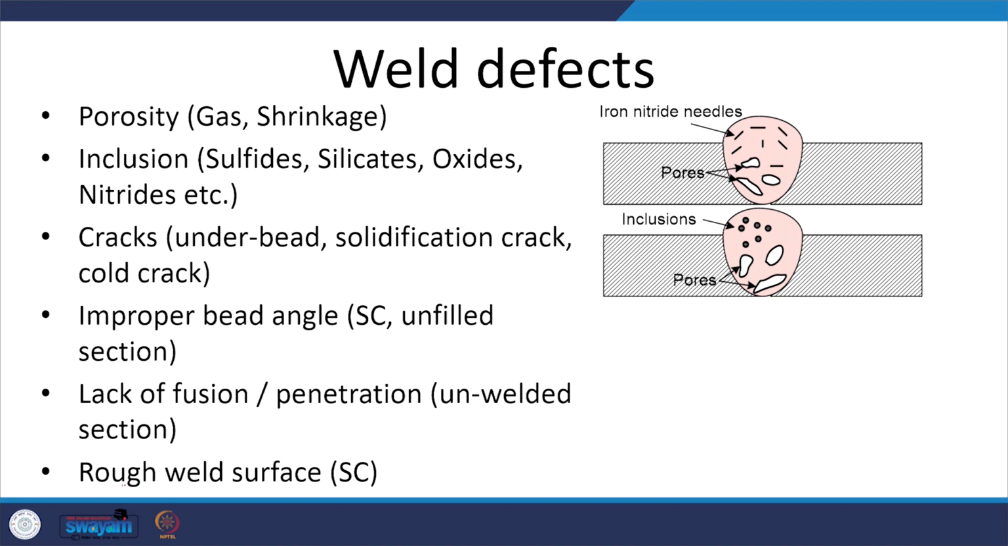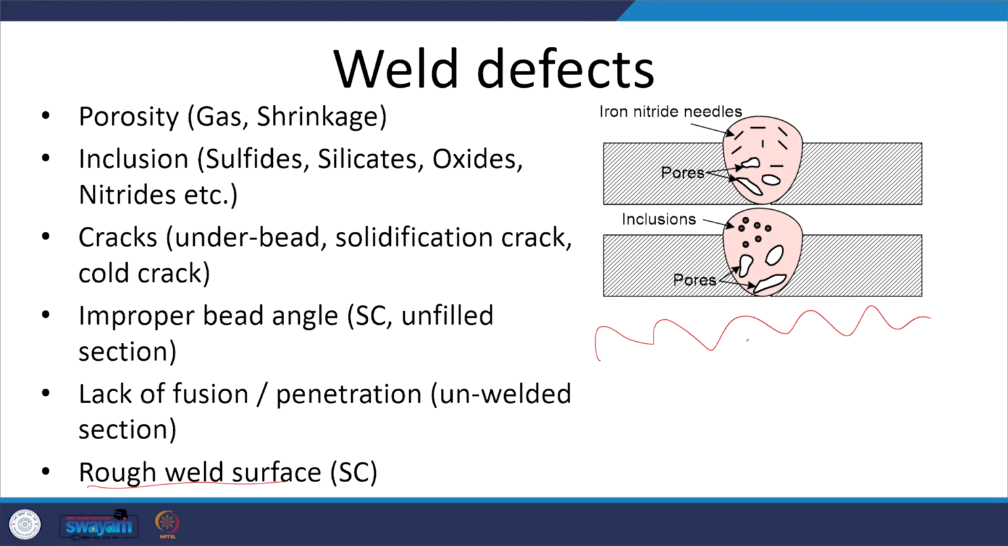The next one is the very rough weld surface, meaning the placement of the weld metal in the desired position is not proper, or workmanship is very poor. In that case, it leads to the very rough weld surface, and the rough weld surface increases the stress concentration against the external loading, promotes the fracture, especially under fatigue conditions, and promotes corrosion.